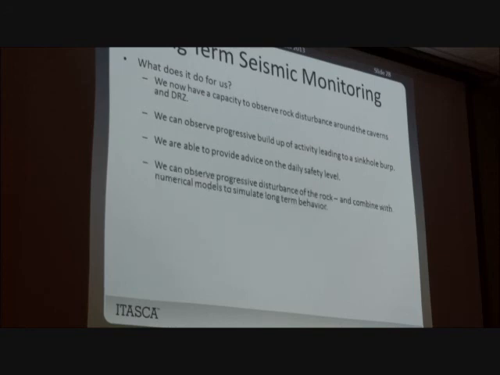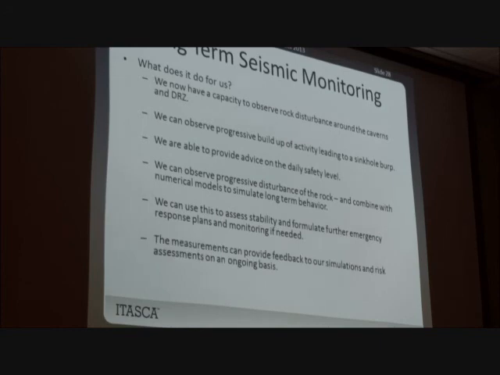We can observe progressive damage and disturbance of the rock and combine this with our numerical models to better understand long-term behaviour. We can use all of this to assess the stability and to formulate emergency response plans and further monitoring if we need. This gets fed into the Blue Ribbon Commission for these great minds to really review and understand better. The measurements can also provide feedback to our simulations, and we can learn from them and develop those as we go. So as I say, we are monitoring all of this and we're responding to the issues that are rising up.